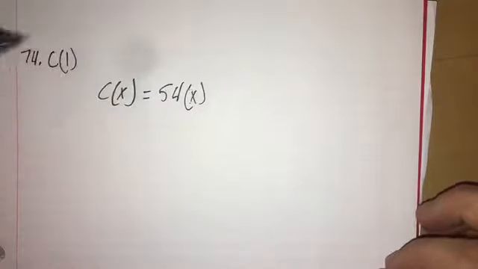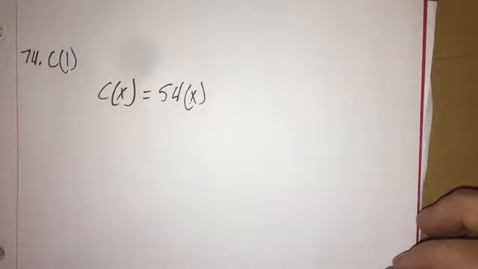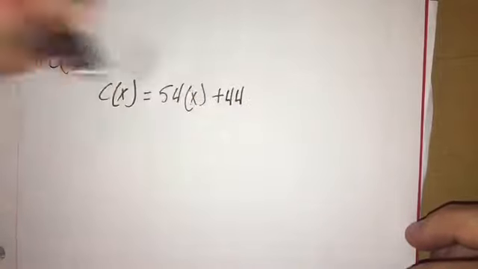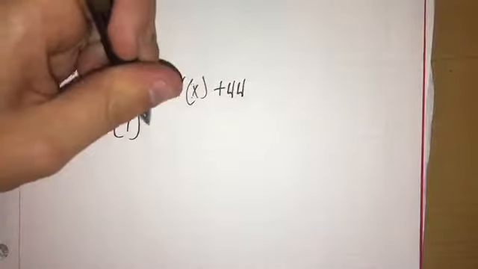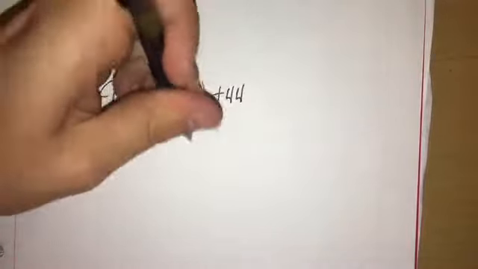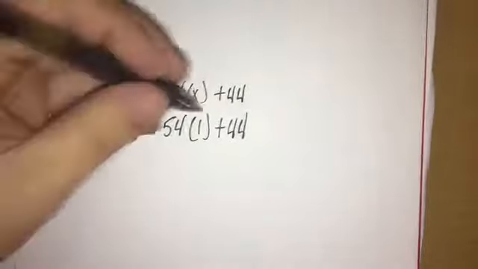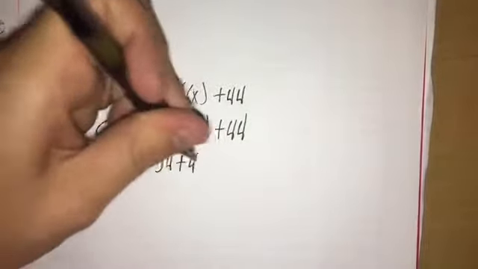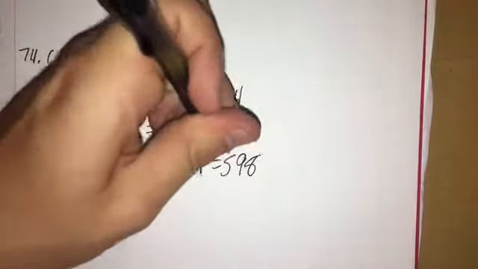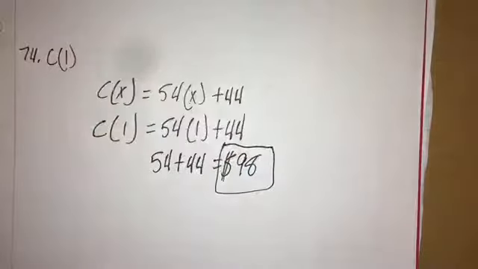The next part is there's a $44 drop-off charge since he drove the car from Pittsburgh to Cleveland. So there's an additional $44 applied to it. To then find 1 day, we're going to do C of 1 equals 54 times 1 plus 44. When we add 54 times 1, that just leaves us with 54 plus 44. You add them together, and that totals $98 to rent the car for 1 day.